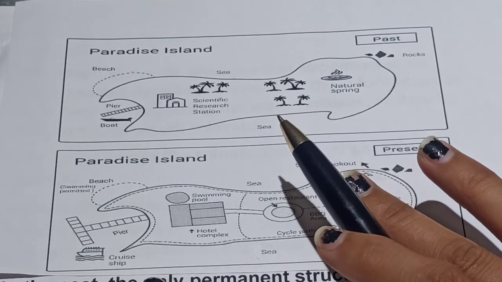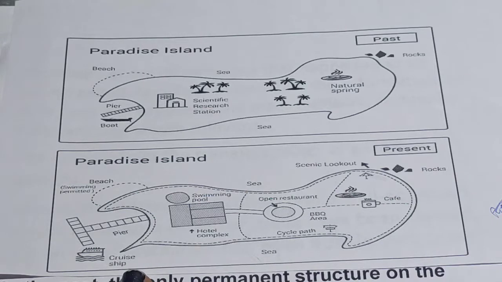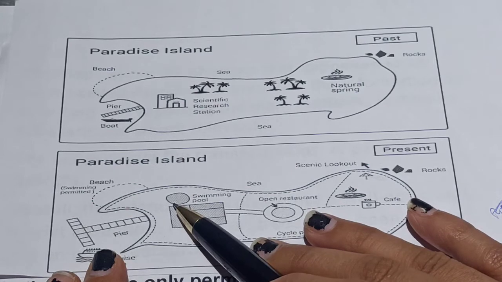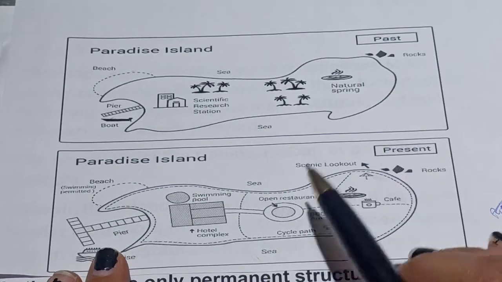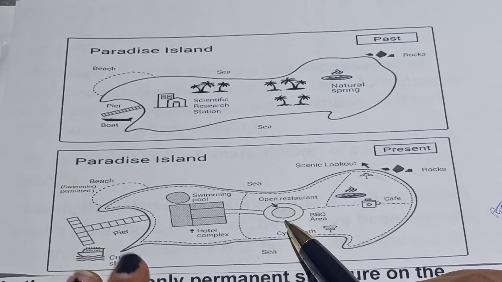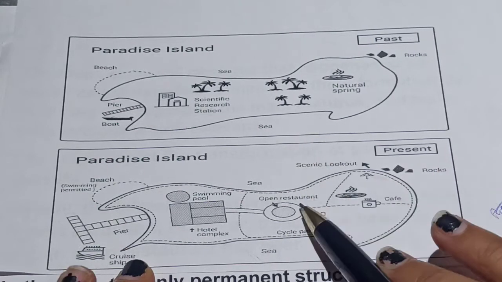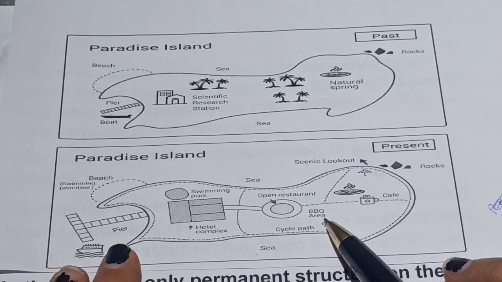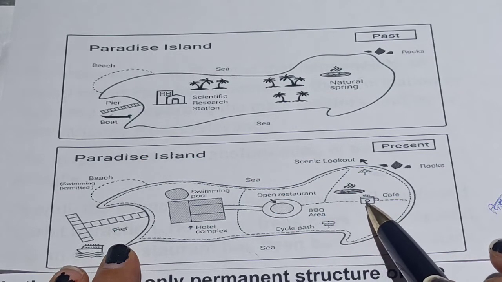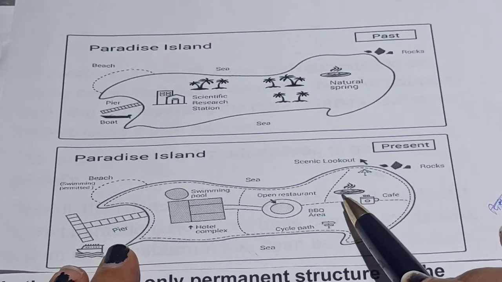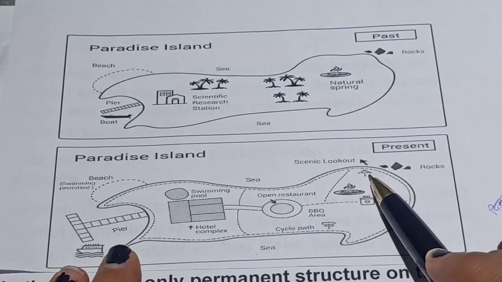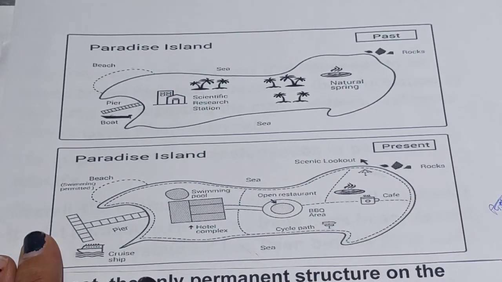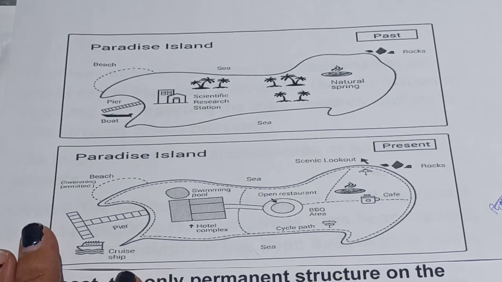The scientific research station has now been demolished, and in that place we can see a hotel complex, and to the north of this a swimming pool. An open restaurant has been built in place of the trees in the center of this island, and a BBQ area is also there. We can also see a cafe near the natural spring. A scenic lookout is also there, and the whole area is connected by a cycle path as well.